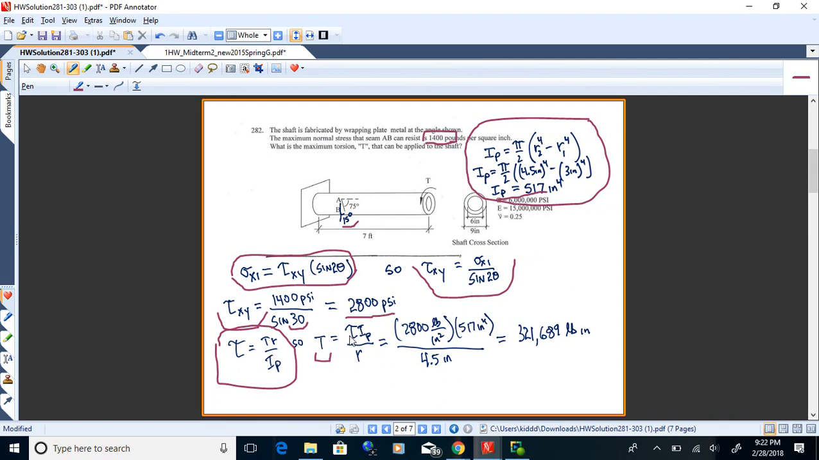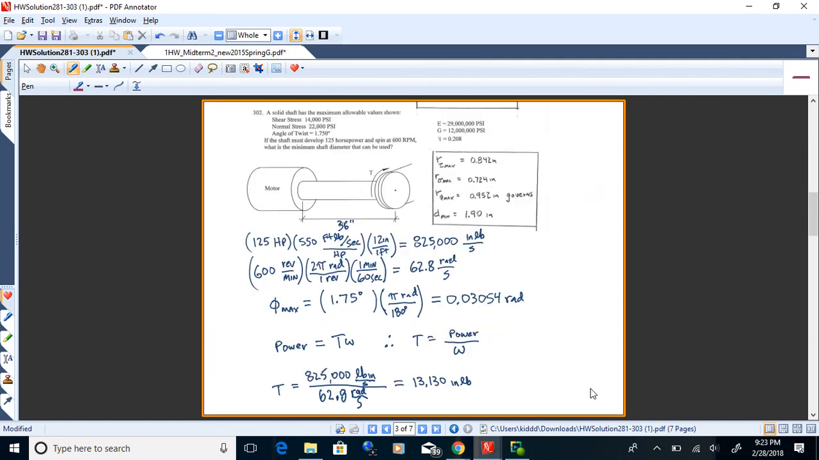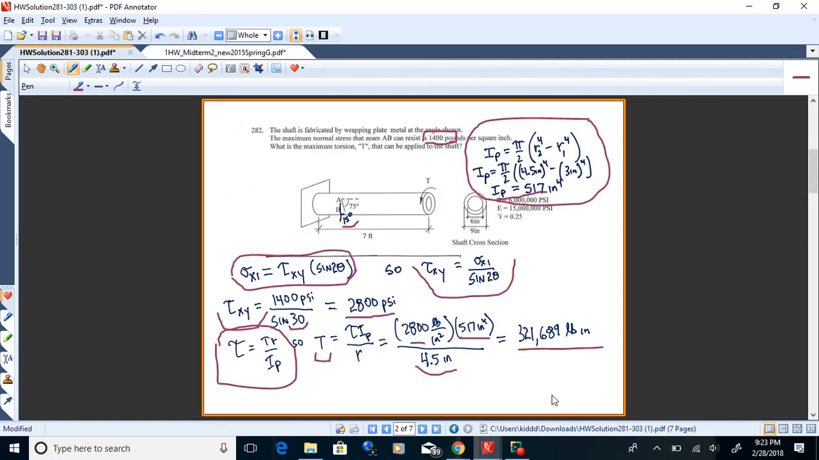So the torsion is tau, the shear stress, times I over R. I'm just rearranging that equation to solve it for T. Plug in tau, I, and R, and I get 321,689 pound-inches. So that's the torsion that can be applied, such that we will have a stress on plane AB of 1,400 pounds. You could divide that by 12 also, and based on that come up with the foot-pounds also.